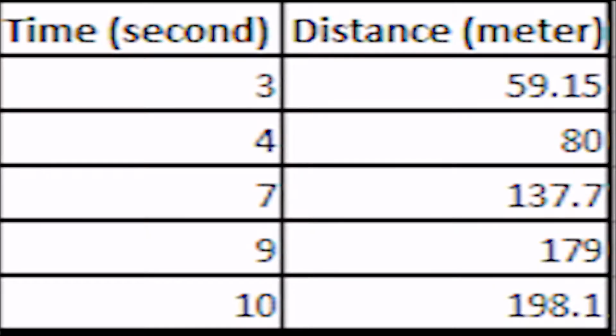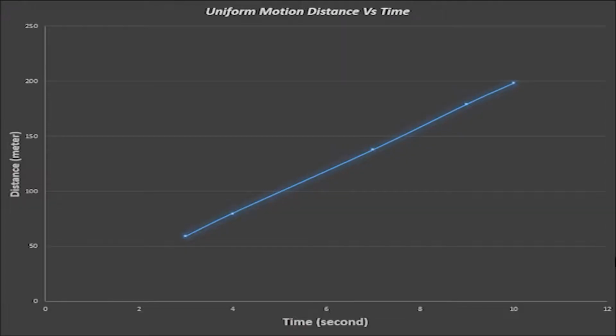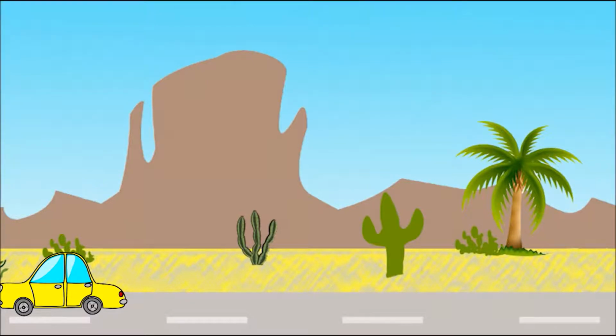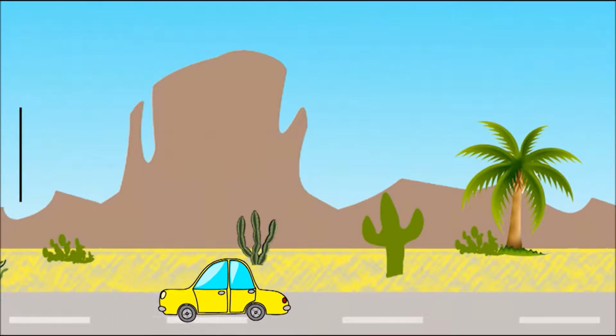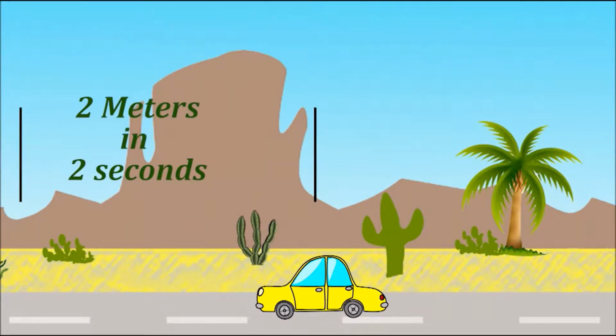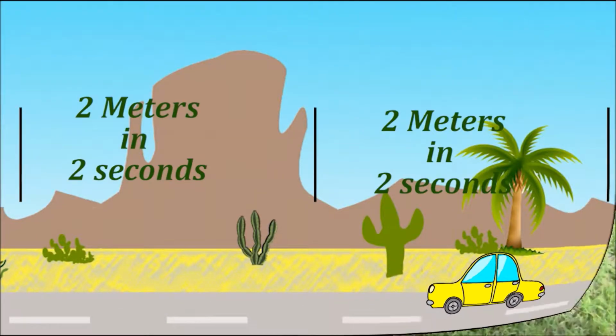From the data that I collected, I plot a graph of distance versus time, and you may realize that it gives us a straight line. This is due to the object traveling at equal distances for equal amounts of time. Therefore, if the object travels 2 meters in 2 seconds, it will travel 4 meters in 4 seconds.